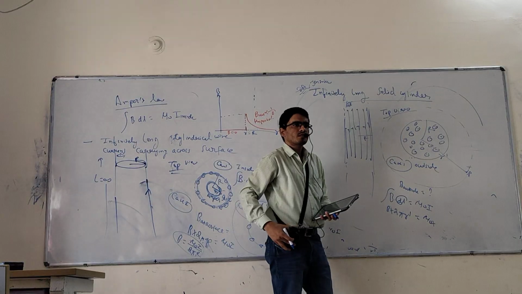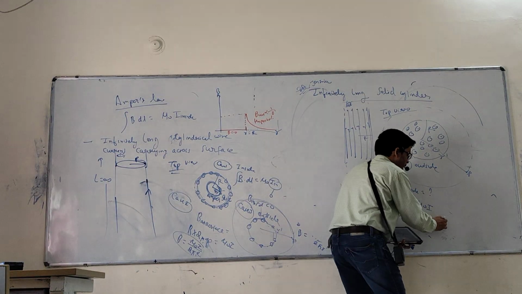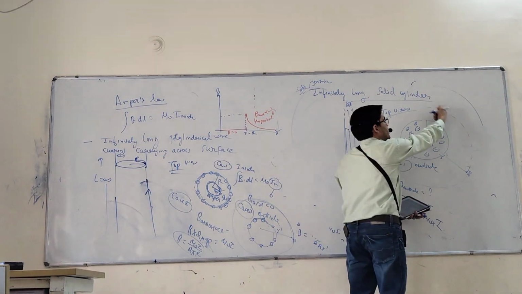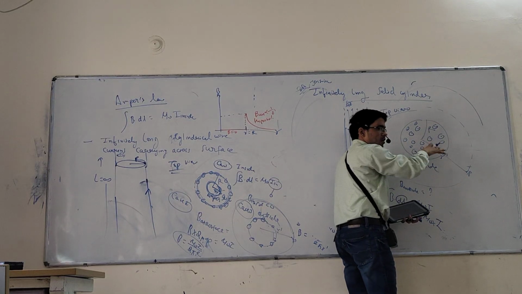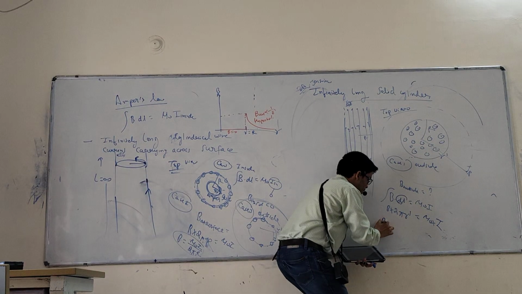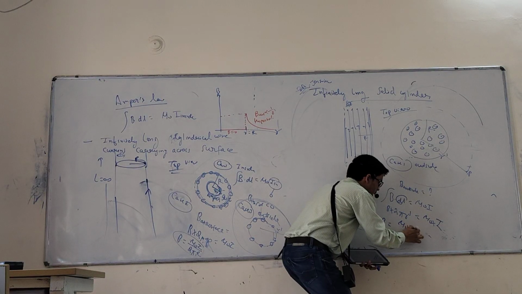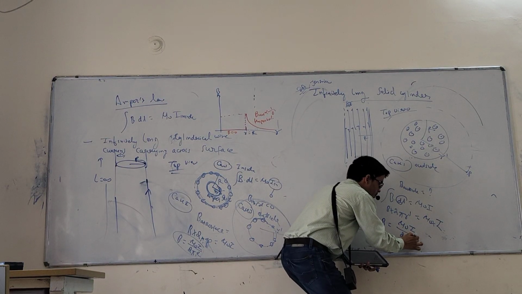Current I. Mu naught I. Current I is all present inside, right? So what is the B value then? B equals mu naught I upon 2 pi R dash.